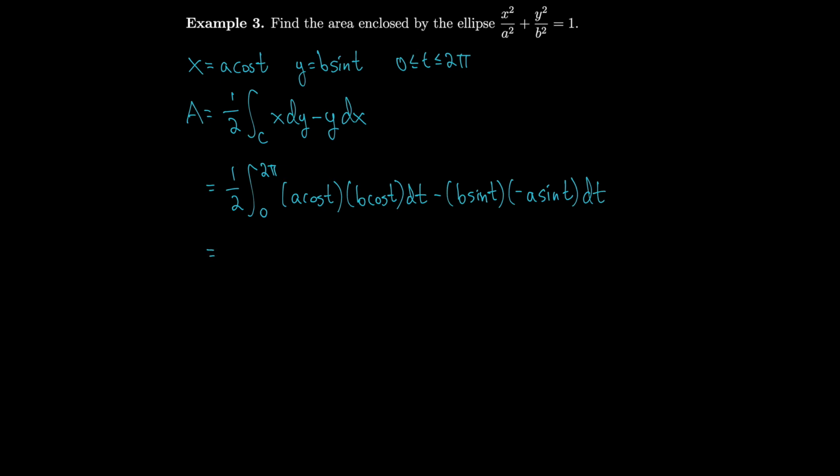Okay, so that's wonderful because now we have ab cosine squared, minus minus is plus, plus ab sine squared. So we factor out ab, and cosine squared plus sine squared is 1. So we're just integrating 1 dt from 0 to 2 pi. So that's just 2 pi, the 2's cancel, we get pi ab, which is the same as what we've calculated before.